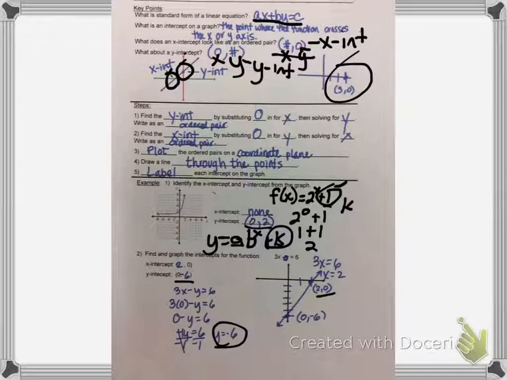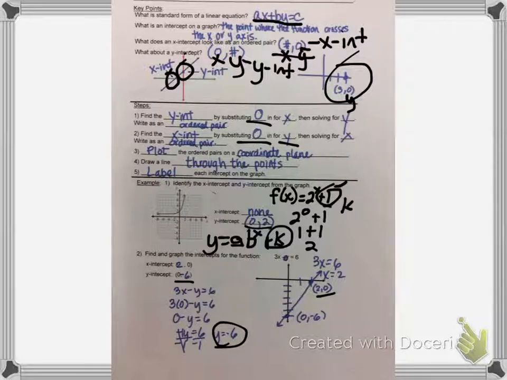Here's just an example of an x-intercept. Notice my y value is 0. Steps: find the y-intercept. Substitute 0 for x and solve for y. Write it as an ordered pair. Find the x-intercept. Substitute 0 for y, then solve for x. Write it as an ordered pair. Plot the ordered pairs in the coordinate plane. Draw the line through the points. Label each intercept on the graph.